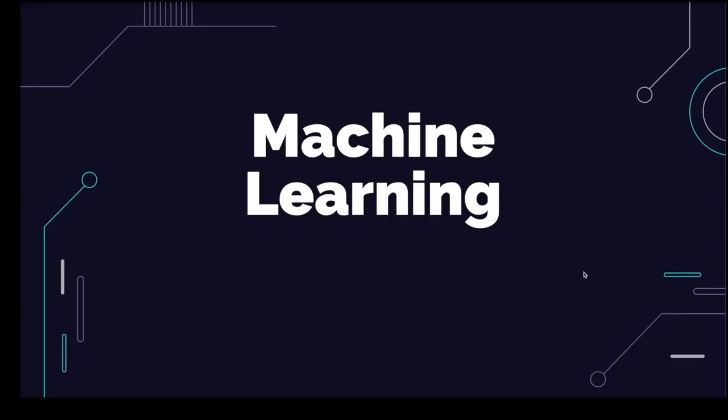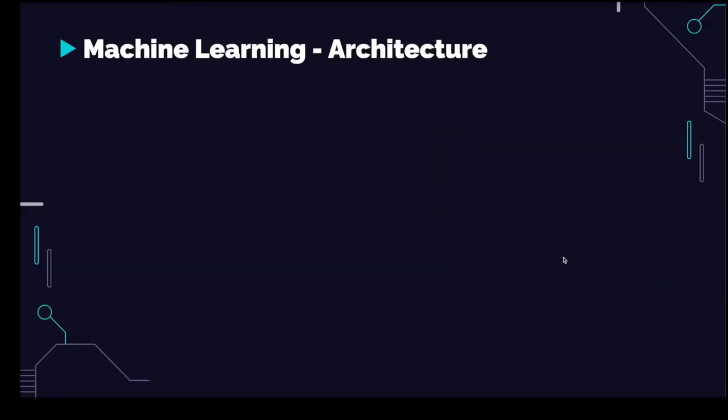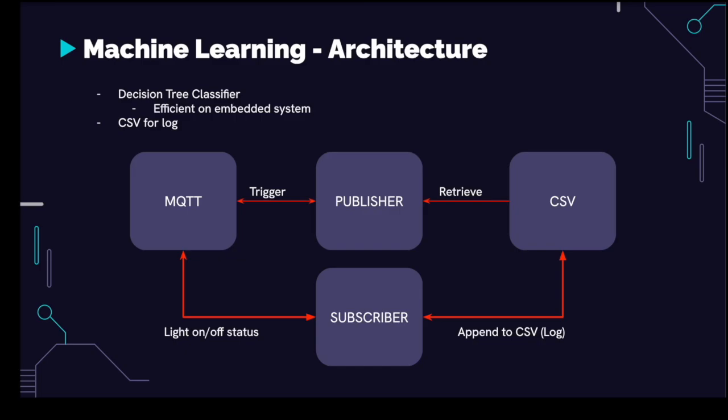Hi Prof, I'm Zhengwei and I'll be sharing about the machine learning section in our project. For the machine learning architecture, we will be using a decision tree classifier as we found out that it's efficient on embedded systems because of the low computational overhead. It makes it suitable for deployment in embedded systems, which require minimum memory and computational resources. For the log, we will be using a CSV, which acts as a database for us to retrieve the log to train our model. This is the architecture of how our machine learning works.